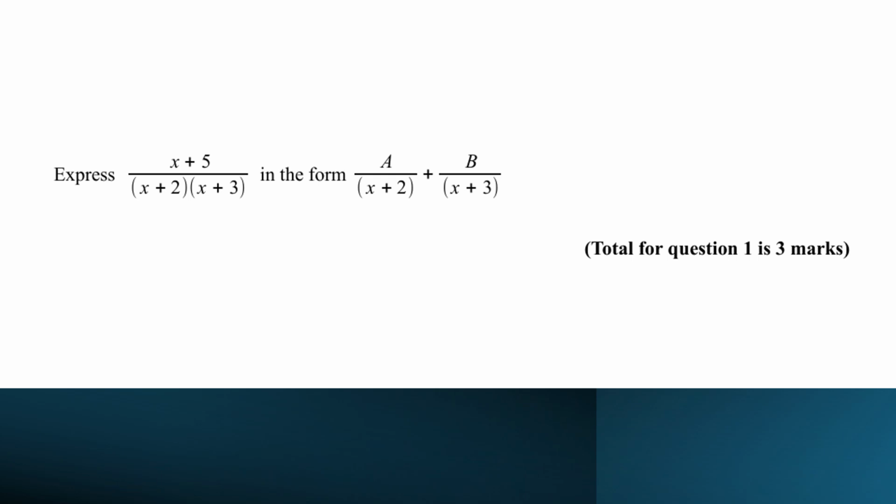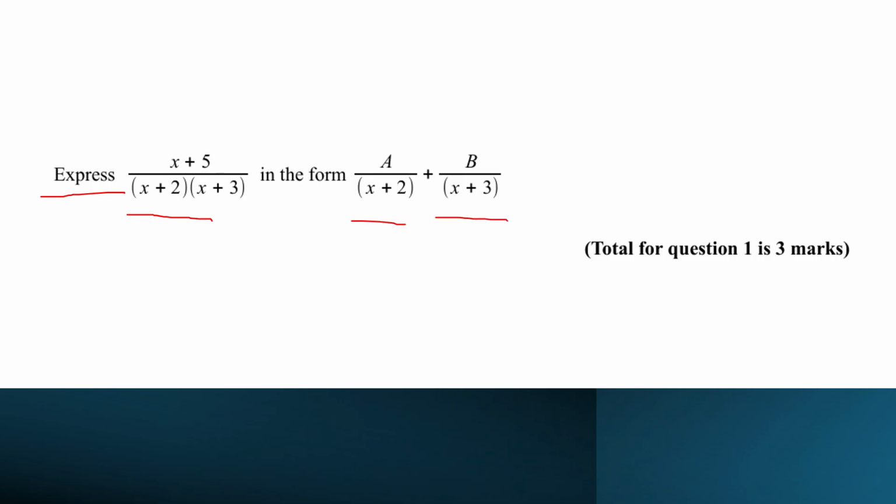A-level pure mathematics, quickly going over partial fractions for your upcoming paper 2 exam for the pure section, and even paper 3, depending on what example you do for AQA and potentially OCR A and OCR B MEI. Okay, so it asks us to express (x + 5) over (x + 2)(x + 3) in the form a over (x + 2) plus b over (x + 3).